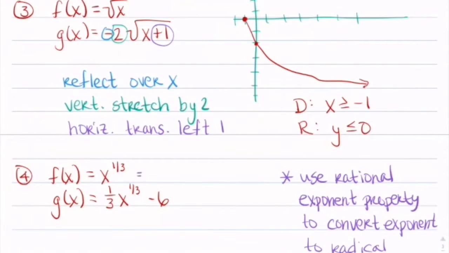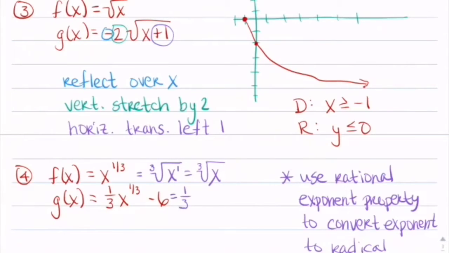So if we use the rational exponent property, that says that our base is still here, but now our base becomes our radicand. Our denominator is the index, and the numerator is the power. Okay, we don't usually write that one, so this could be rewritten as just cubed root of x.